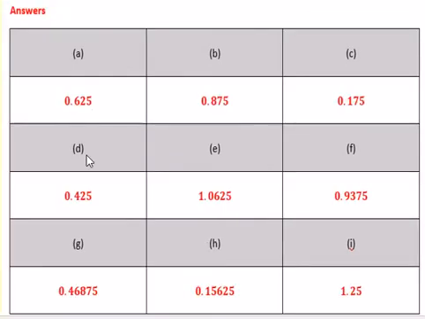Alright, there's your 9 answers, and in fact these have only been converted to decimals, so we would have to times each of these answers by 100 to convert it to a percentage. So the first one would be 62.5%, B would be 87.5, C would be 17.5, etc, etc. So if you've done the correct thing and written these as percentages, just times each of these by 100 and then mark your answers accordingly.